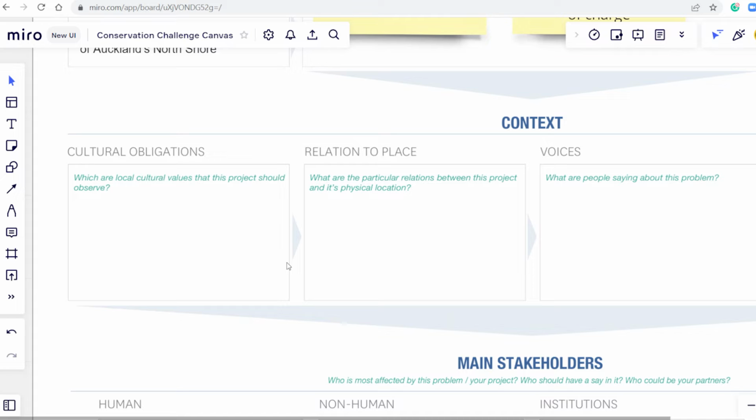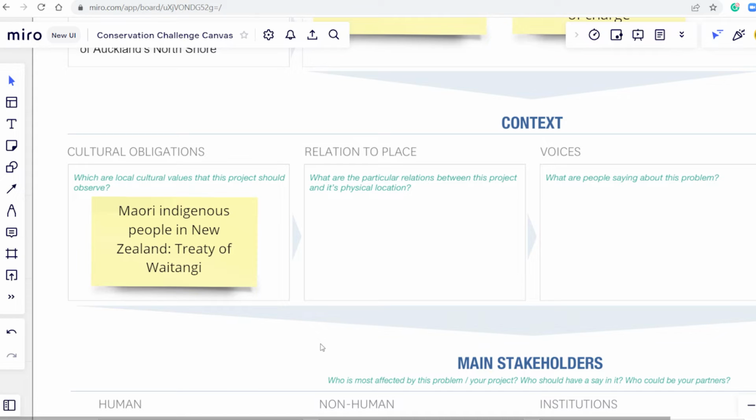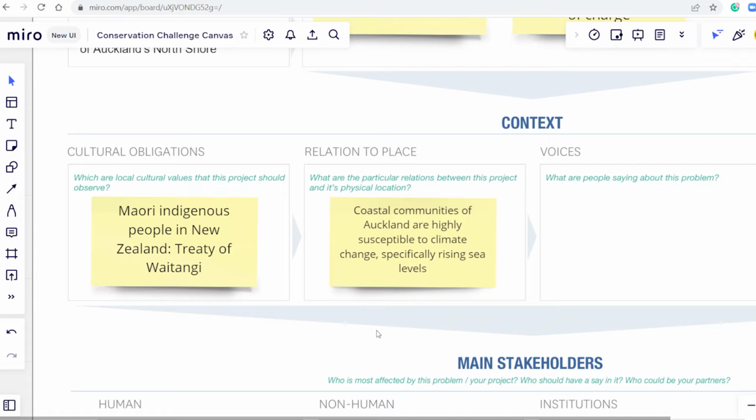In our example, we need to observe the Treaty of Waitangi, since this project's context is the occupied land of Maori indigenous peoples. Working in a specific physical context will present specific challenges, so try to think about these relationships. For example, coastal communities of Auckland are highly susceptible to climate change, specifically rising sea levels.